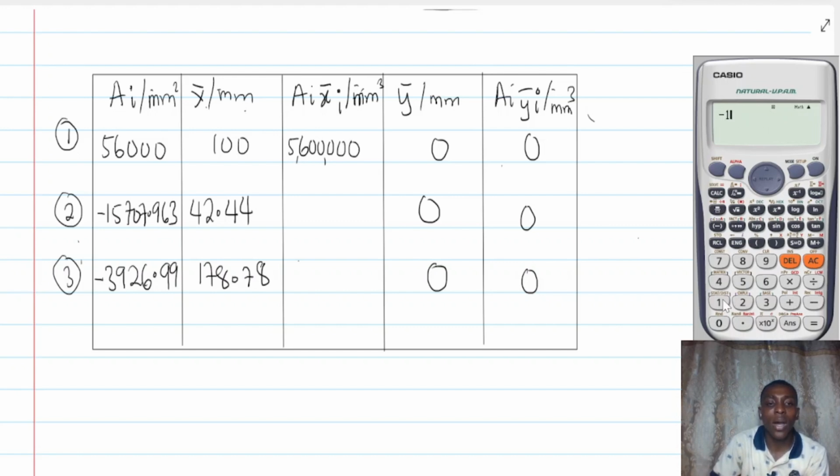And then what is the second one going to be? Minus 15707.963 multiplied by 42.44. What is it? Wow. So we are getting 666,... so let's say 666,594.95 approximately.